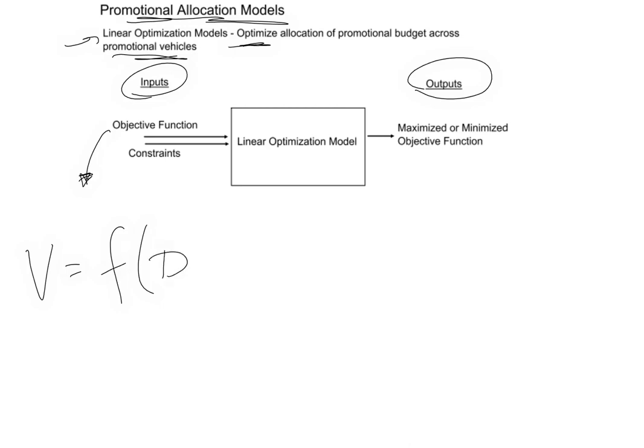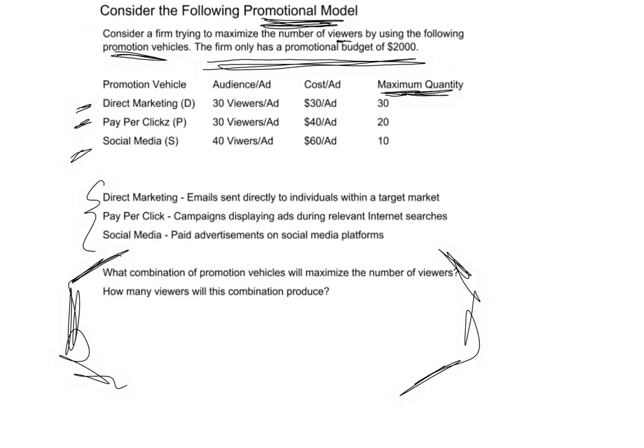It's going to depend on the D, the P, and the S. It's going to depend on how much of those three different types of promotional activity could be done, right? And so we've got our objective function, which is to maximize the total number of viewers. The total number of viewers is a function of D, P, and S, right? Do you remember? For each unit of D, how many viewers were produced? For each unit of D, there were 30 viewers.